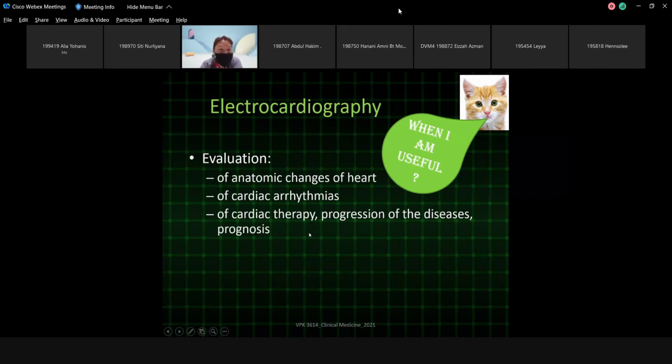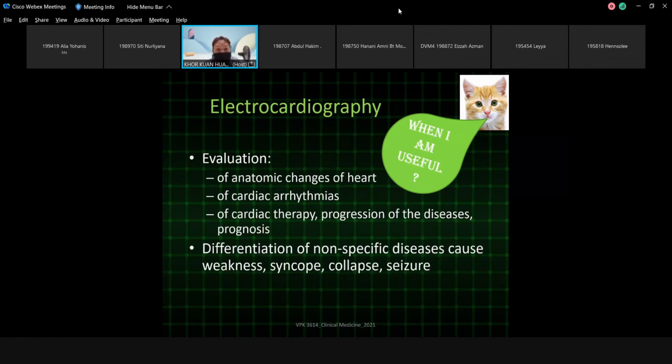Okay, I shall continue. So electrocardiography is evaluation on the anatomic changes of the heart. But I can tell you, it's useless. And then ECG can tell you cardiac arrhythmia. Yes, it's good. And ECG allows you to evaluate your cardiac therapy and the progression of the disease, and sometimes can tell the prognosis. Now, ECG can sometimes also differentiate the non-specific diseases caused by weakness, syncope, collapse, and seizure.